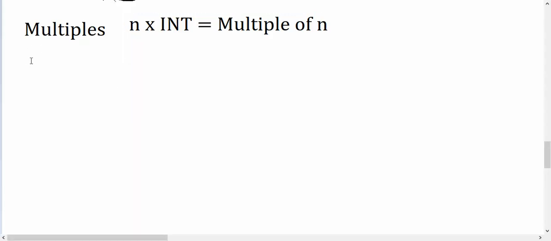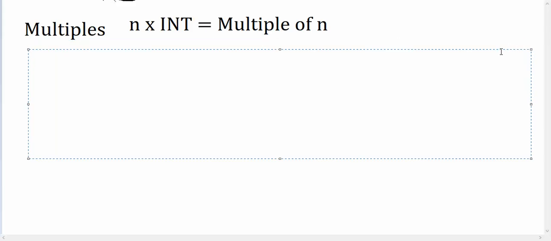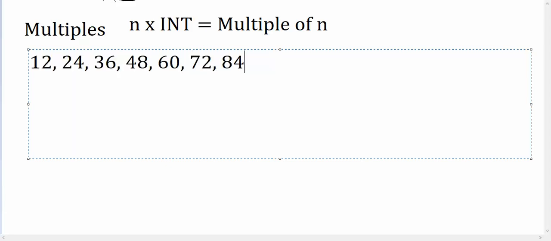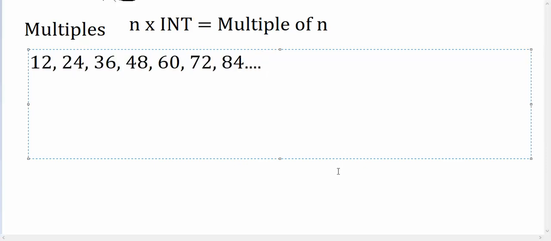Okay, well, let's give ourselves an example. Let's take the number 12. So let's write the number 12 right here. If we just count by 12s, we'll get a bunch of multiples of 12. So 12 is a multiple of itself, because it's 12 times 1. 24 is a multiple of 12, 12 times 2, right? 36, 48, 60, 72, 84, etc. So we could continue this list endlessly. All of these would be multiples of 12.